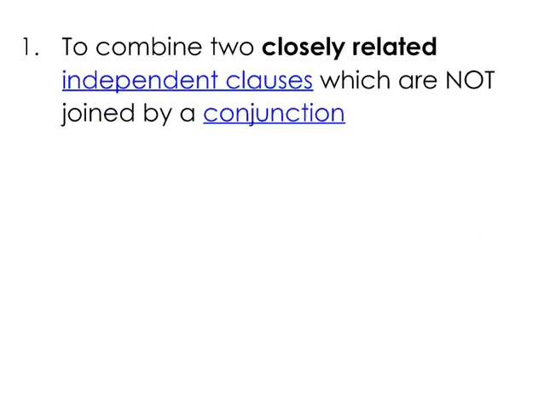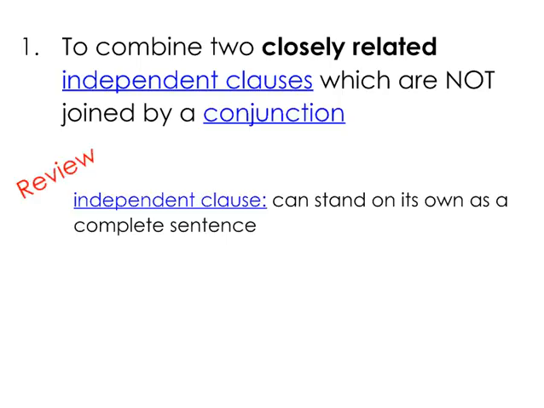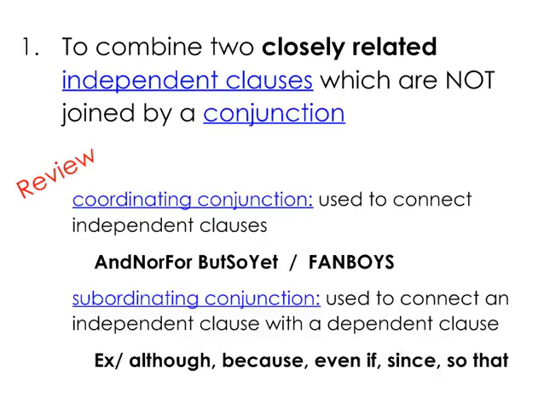The first is joining independent clauses. To review, an independent clause can stand on its own as a complete sentence. You also want to make sure that these clauses are not already joined by a conjunction. And a conjunction is a joining word, could be a coordinating conjunction, which connects independent clauses, and these are your 7 FANBOYS: for, and, nor, but, or, yet, so, or you may have learned this as and, nor, for, but, so, yet.